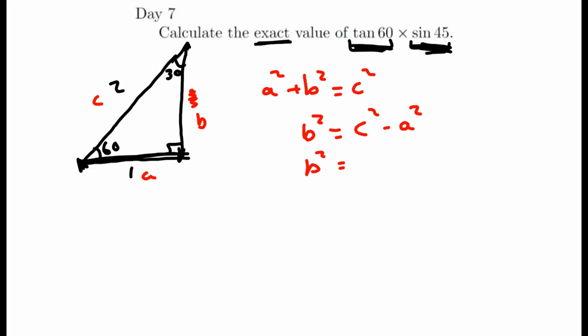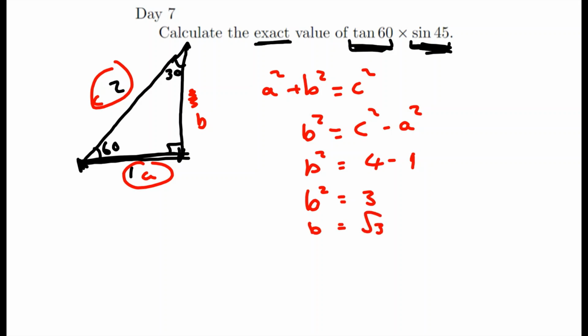C squared, so it's going to be 2 squared, which is 4. Take away 1 squared, which is 1. So b squared equals 3. So b equals root 3. So this side here is going to be root 3. Now, if we remember, tan of an angle is the opposite over the adjacent.